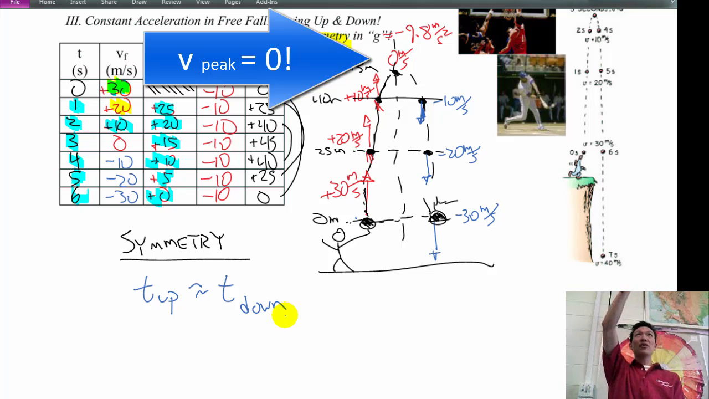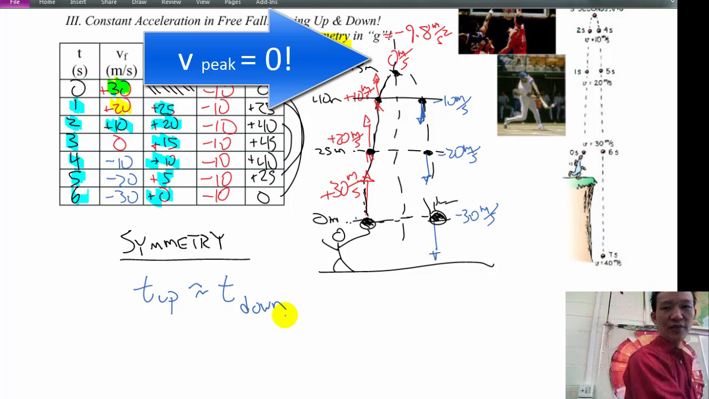How about if you want to solve for coming down? That's also nice because here, what can you call the initial velocity if you're solving for coming down? A big fat what? 0, exactly. So use symmetry. Here's another symmetrical pattern we can notice.